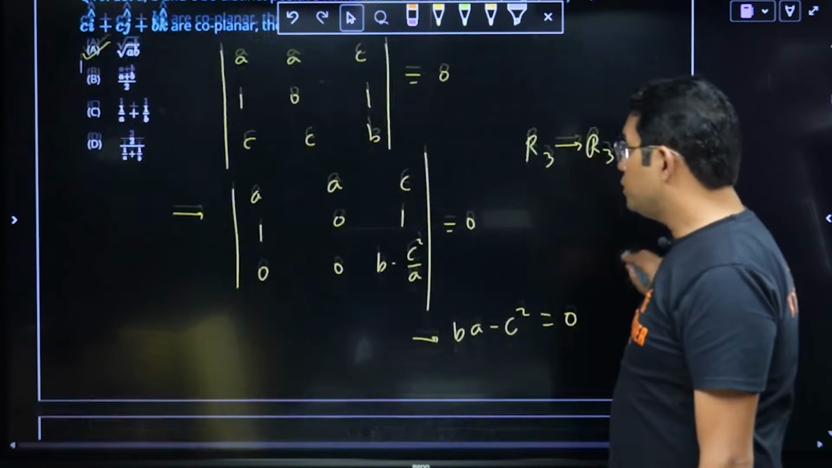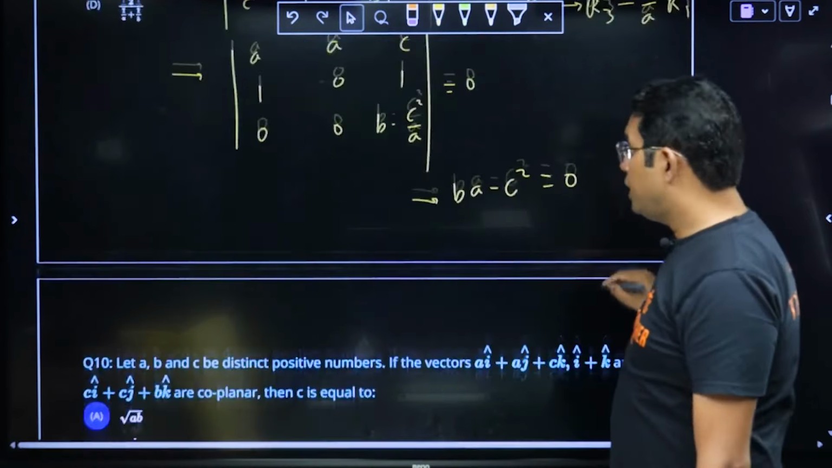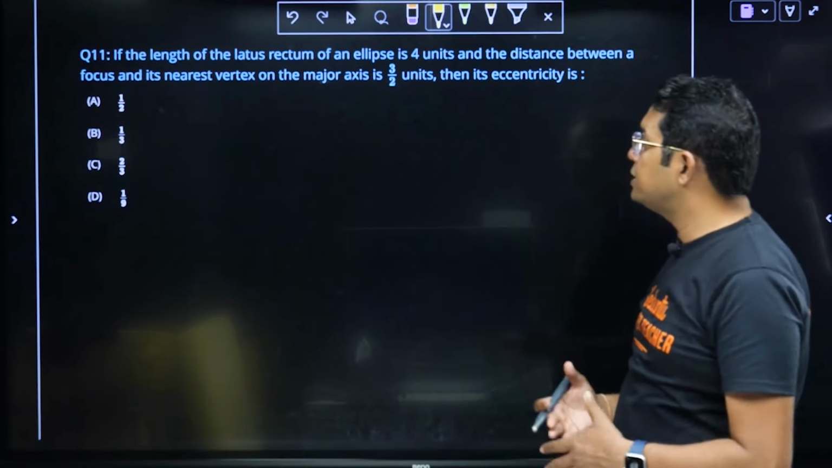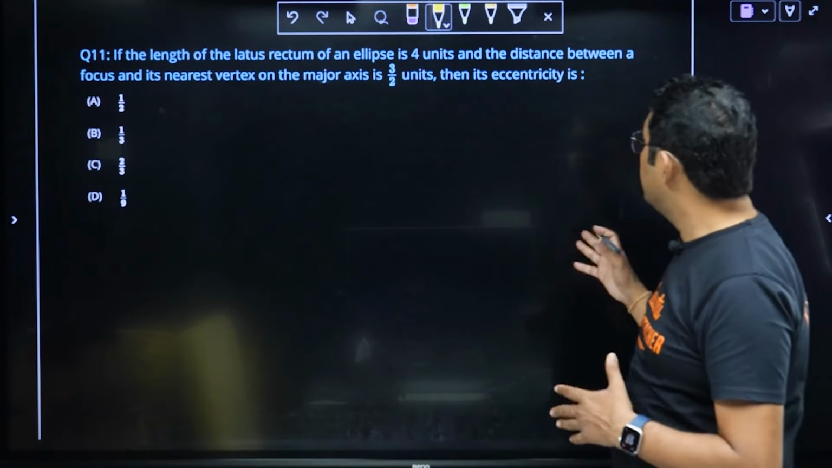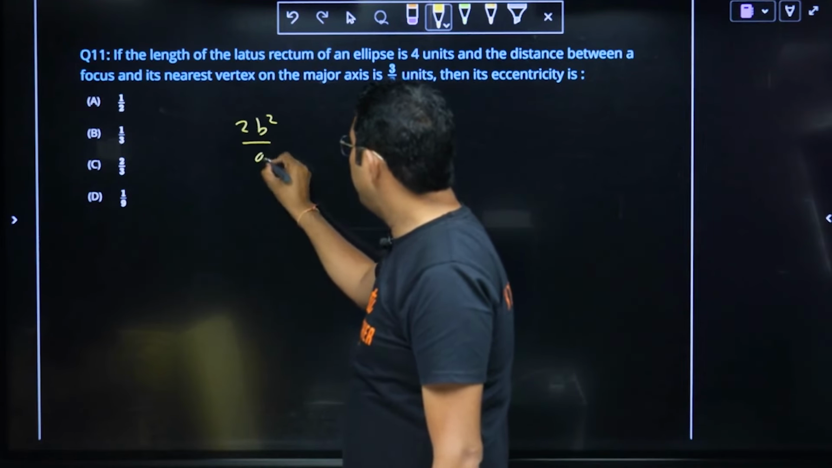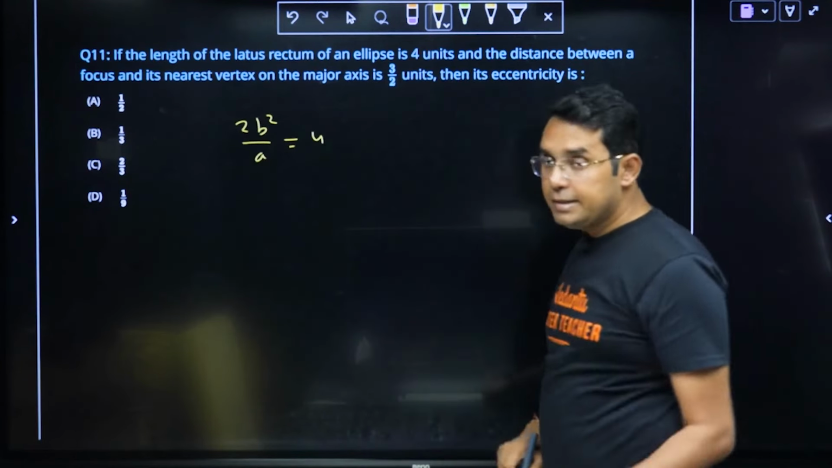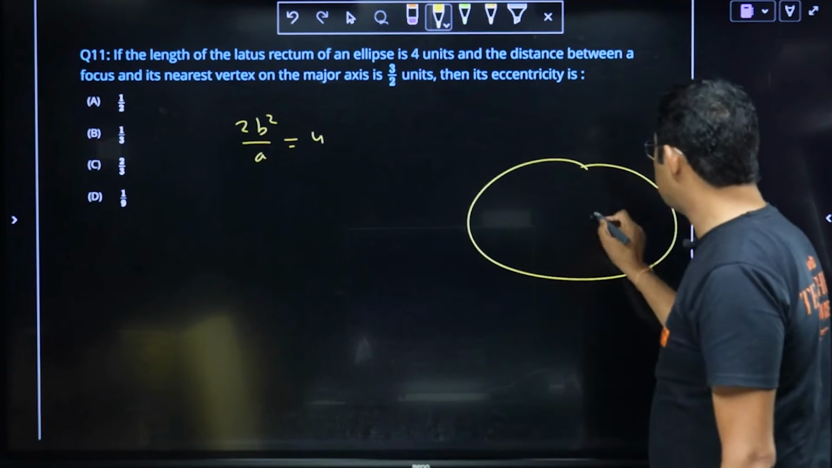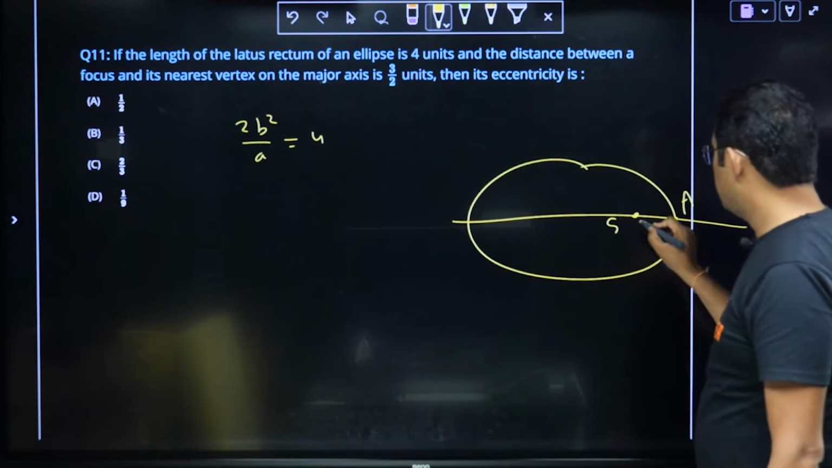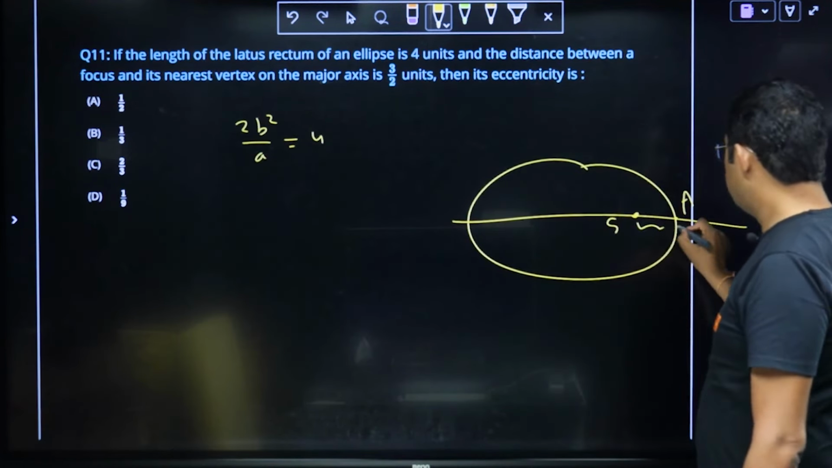Now coming to the next question, number 11. If the length of the latus rectum of an ellipse is 4 units and the distance between a focus and the nearest vertex on the major axis is 3/2 units, then find the eccentricity. You know the latus rectum length is 2b square upon a, which is equal to 4 here. And the distance between the focus and the nearest vertex is a minus ae. So we are given a minus ae equal to 3/2.